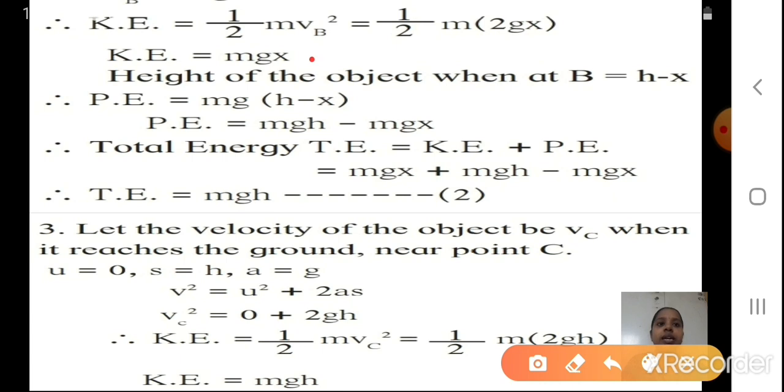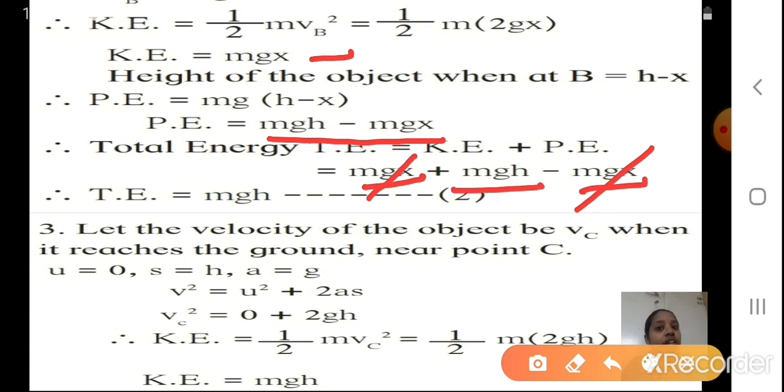Okay, so now what is my total energy? That will be this mgx plus this. Now what you can see here, this is positive mgx and this is negative mgx. Can I cancel out each other? Yes, I can cancel out. So this mgx and this mgx got cancelled. What is the total energy, students, you got? Total energy is equal to mgH.